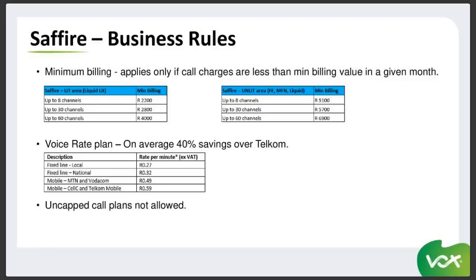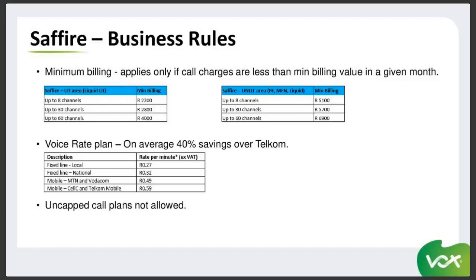So you can see here the flavors that we offer in terms of Sapphire. There's an 8-channel, a 30-channel, and a 60-channel, and they're broken up into the lit and unlit areas. In unlit areas, you'll see the minimum billing commit is slightly higher, or a lot higher, than the lit areas, and the reason for that is that the risk we carry is much higher in the unlit areas.